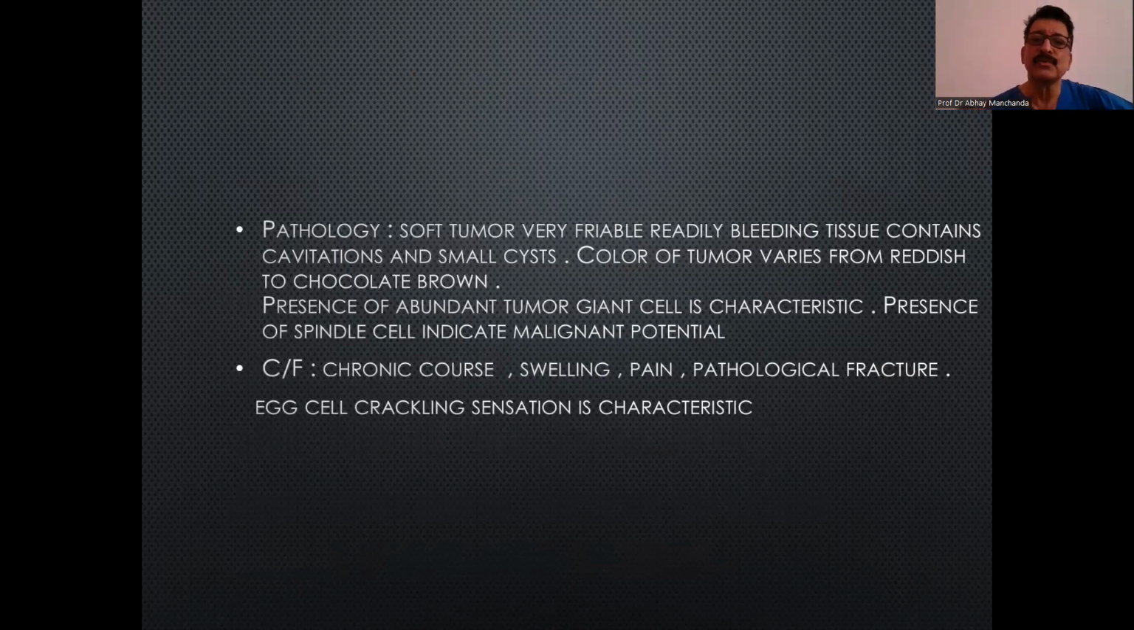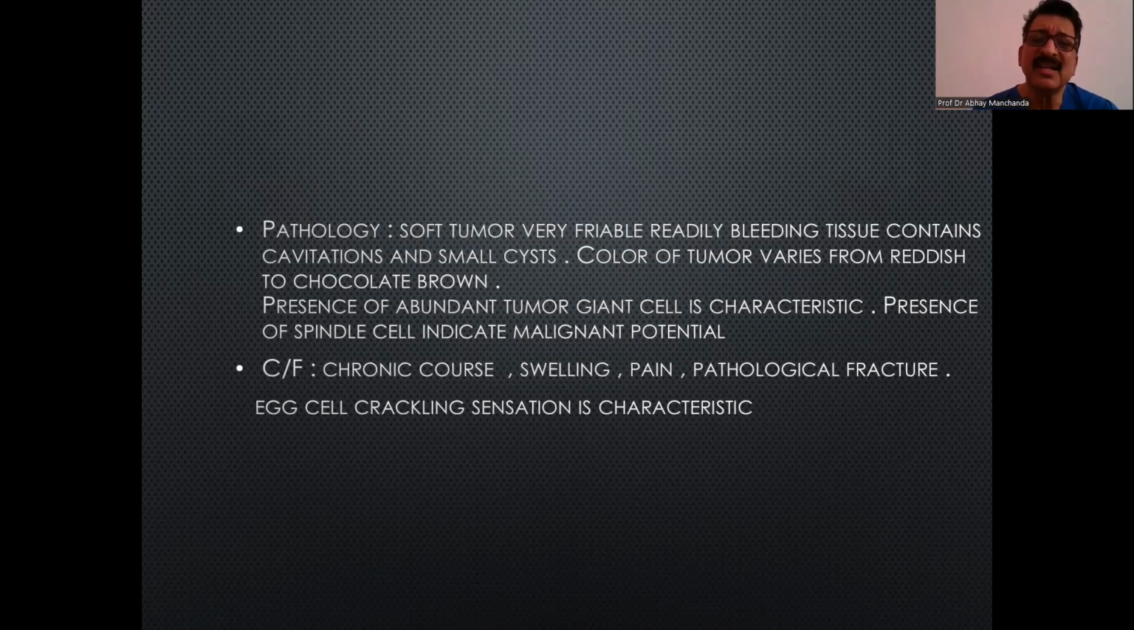Pathology, it's a soft tissue tumor, very friable, readily bleeding tissue, contains cavitations and small cysts. The color of the tumor varies from reddish to chocolate brown, and the presence of abundant tumor giant cells is classical. Spindle cells indicate malignant potential exists.